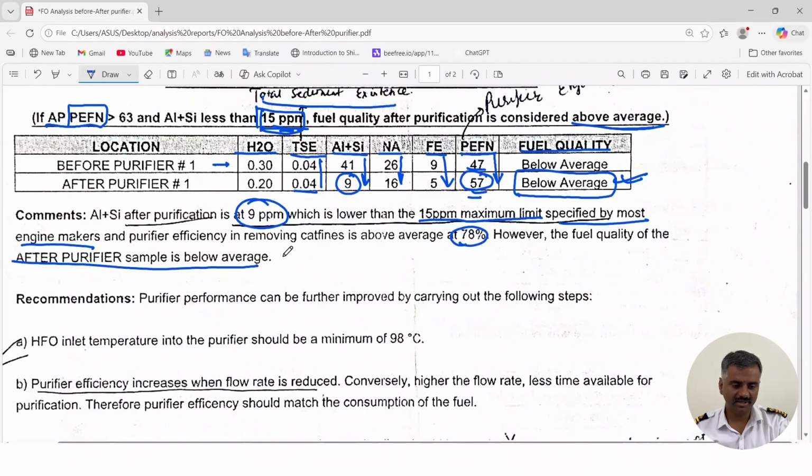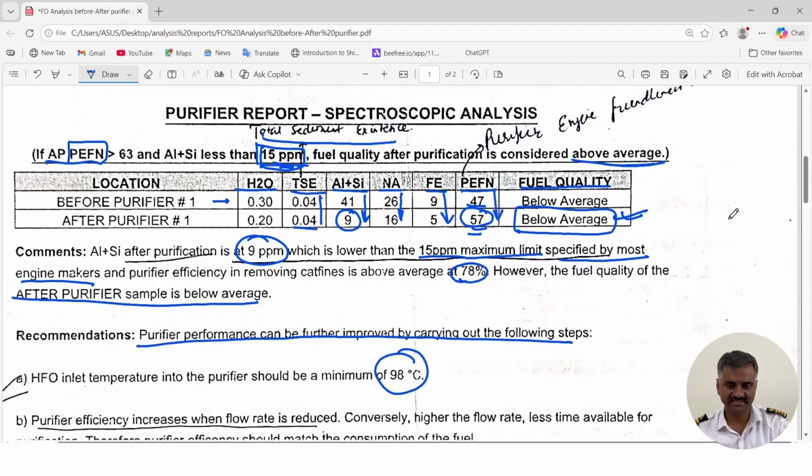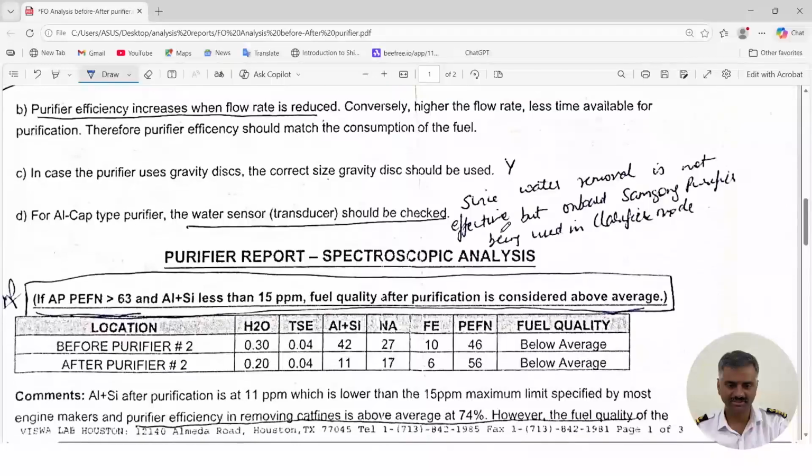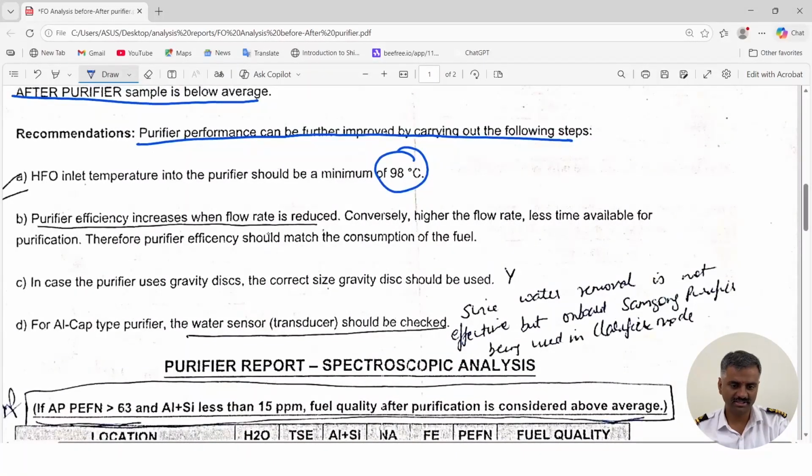So some recommendations they have given: purifier performance can be further improved by what? By increasing the HFO inlet temperature to the purifier and keeping it at a minimum of 98 degrees centigrade. Since the samples they have sent did not include the purifier inlet temperature, the lab is giving one suggestion that they should always keep the purifier separation temperature at 98 degrees centigrade.